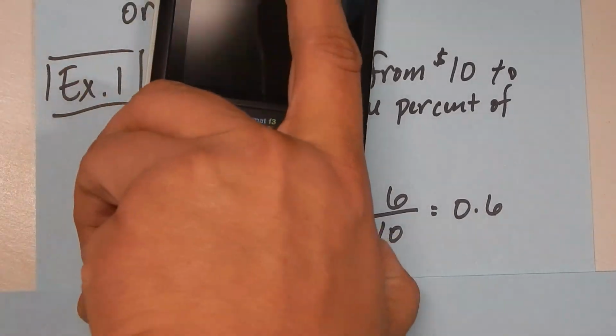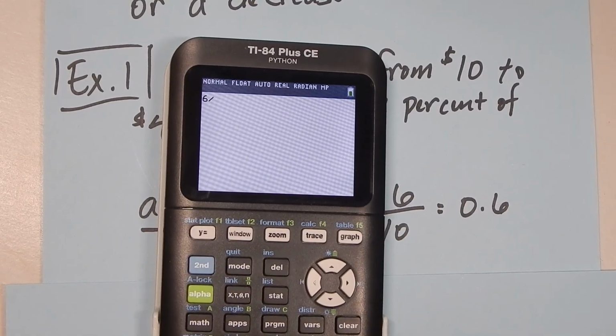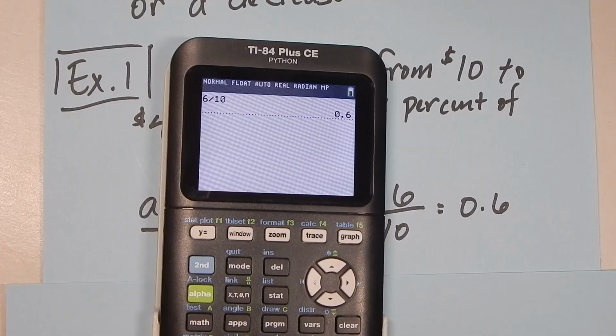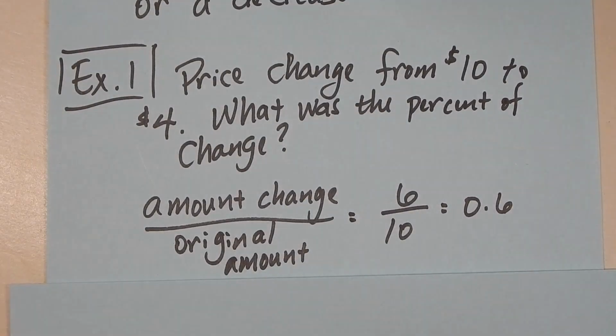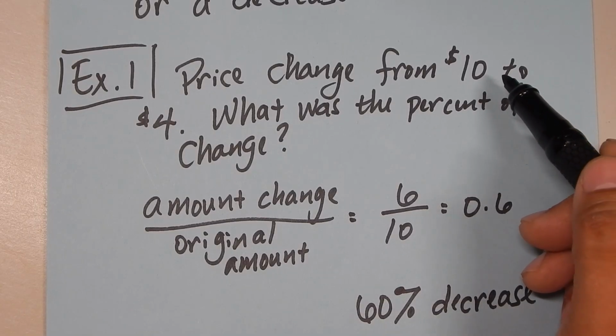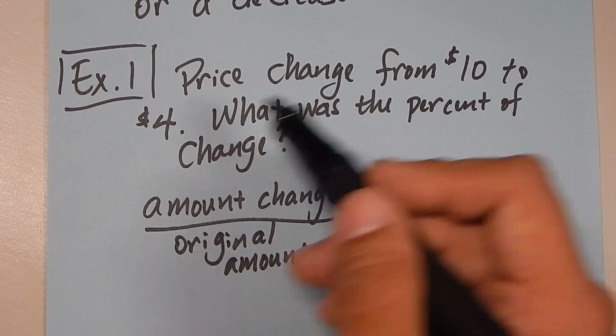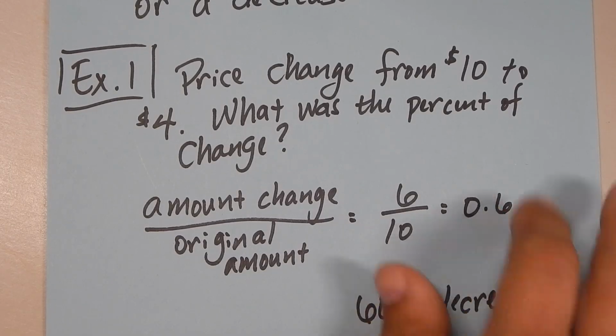If we do our calculator operation here, say 6 over 10, that is 0.6. So the calculator can give us that number. Changing that to a percent tells us it's a 60% change. Now, in this case, the price went from a higher number to a lower number, so it's a decrease of 60%. Okay, that much is easy enough.